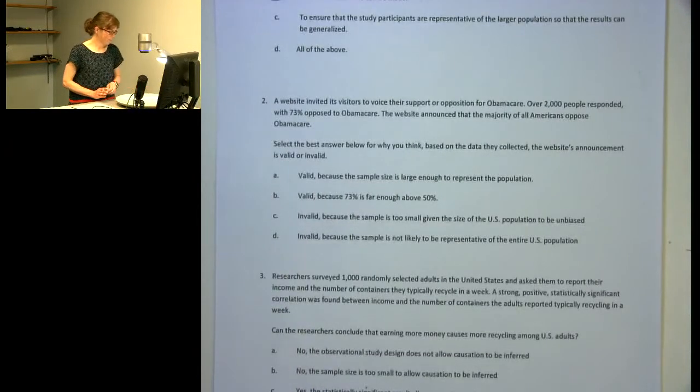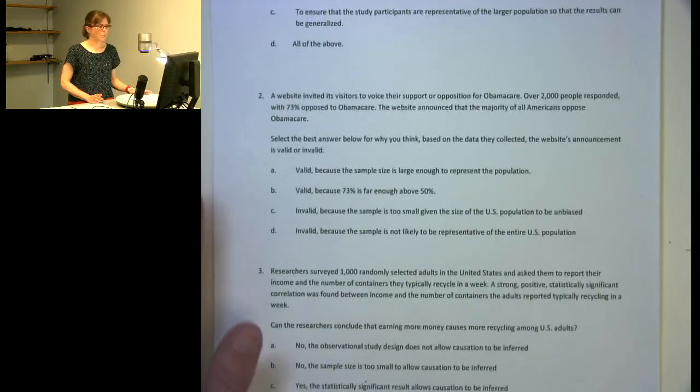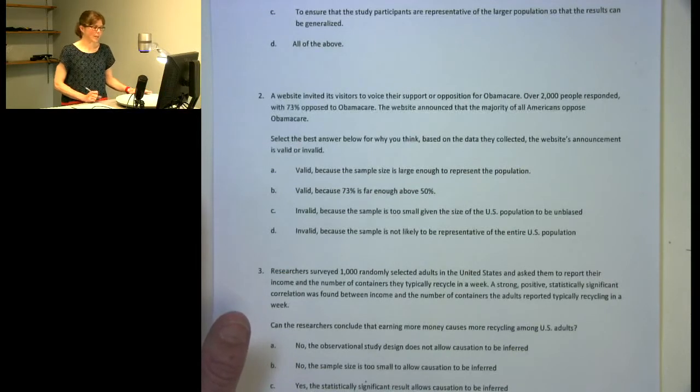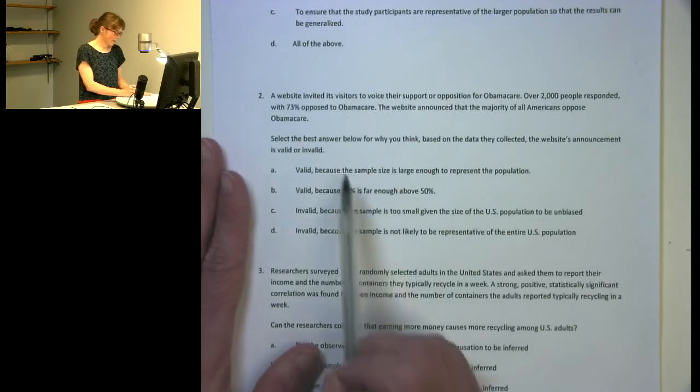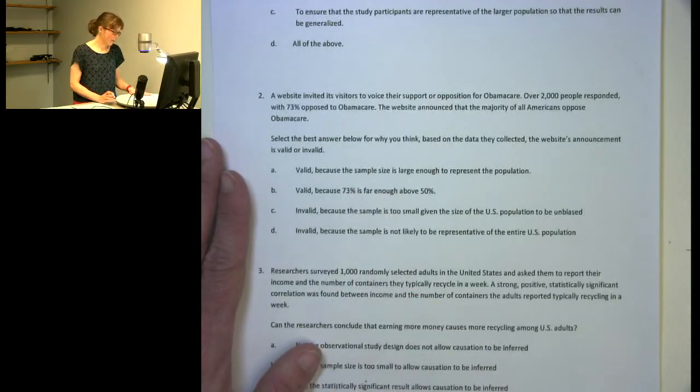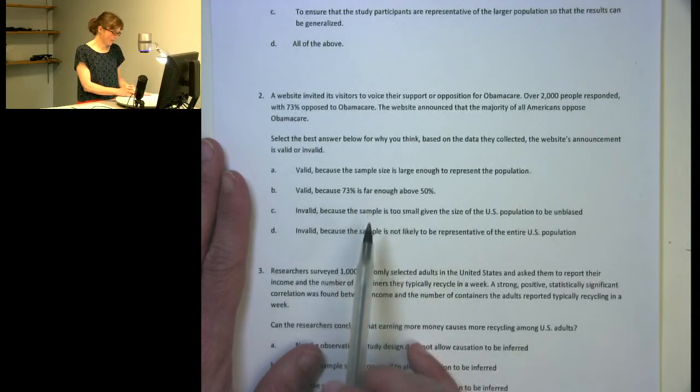Question 2. A website invited its visitors to voice their support or opposition for Obamacare. Over 2,000 people responded and 73% opposed Obamacare. The website announced that the majority of all Americans oppose Obamacare. We want to select the answer that is most valid based on the way the data is collected, and whether the announcement is valid or invalid.